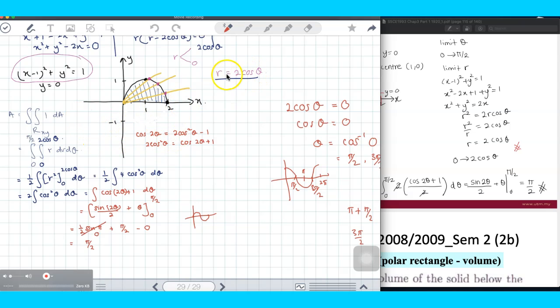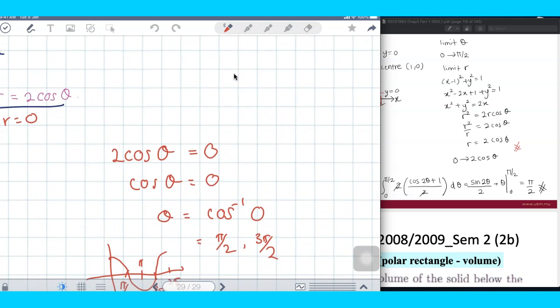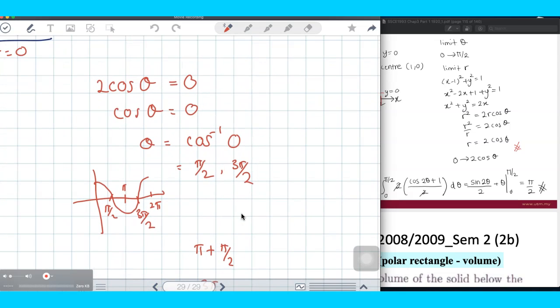We can equate r equal to 2 cos theta, which is given by the circle, with another r, which is r equal to 0. As we can see, the region here includes the origin, which means the origin is also part of the region, so we can have r equal to 0. Then you solve simultaneously between r equal to 2 cos theta and r equal to 0. Solving for theta, we have arccos 0. So what angle has cosine equal to 0?